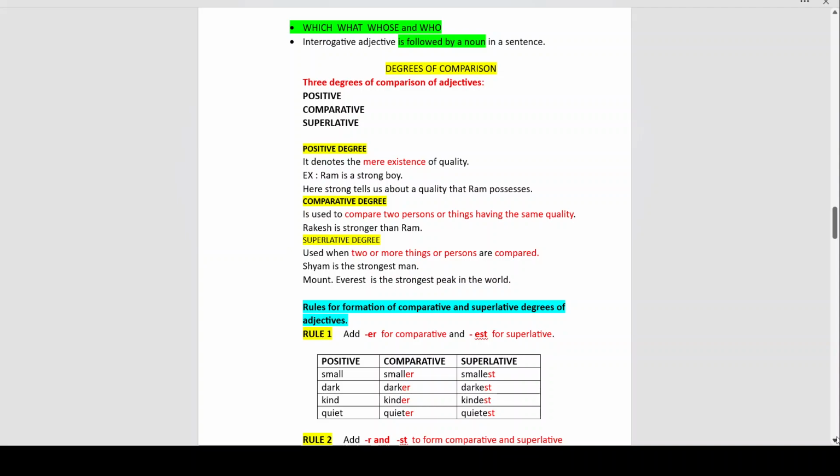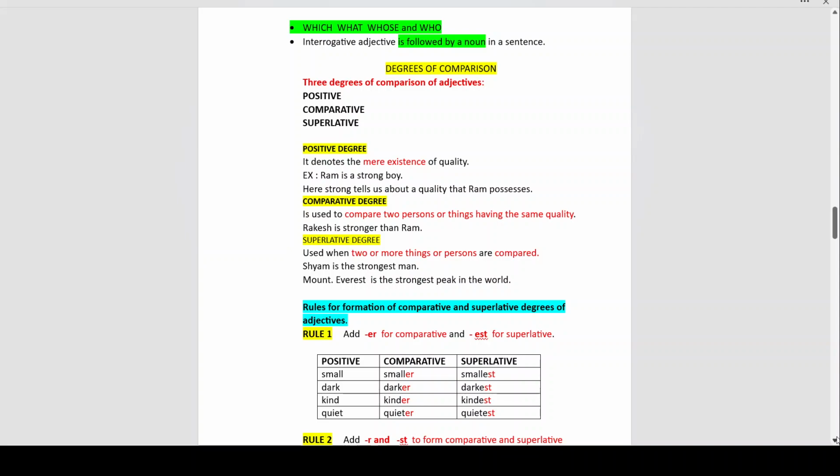Now, what is the quality which I am comparing over here? Of strength. So, strongest. Strong, stronger, strongest becomes a superlative. Now, here I am comparing Sham to all the men around, more than two people. So, the superlative degree of strong becomes strongest.